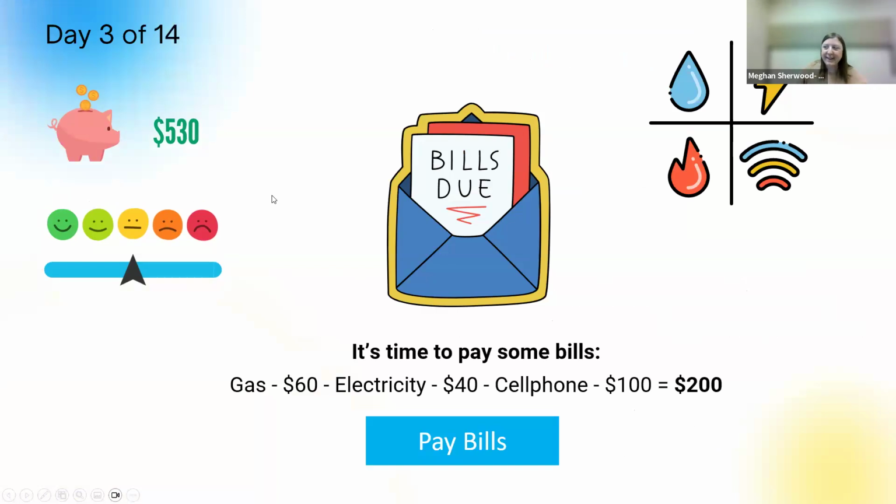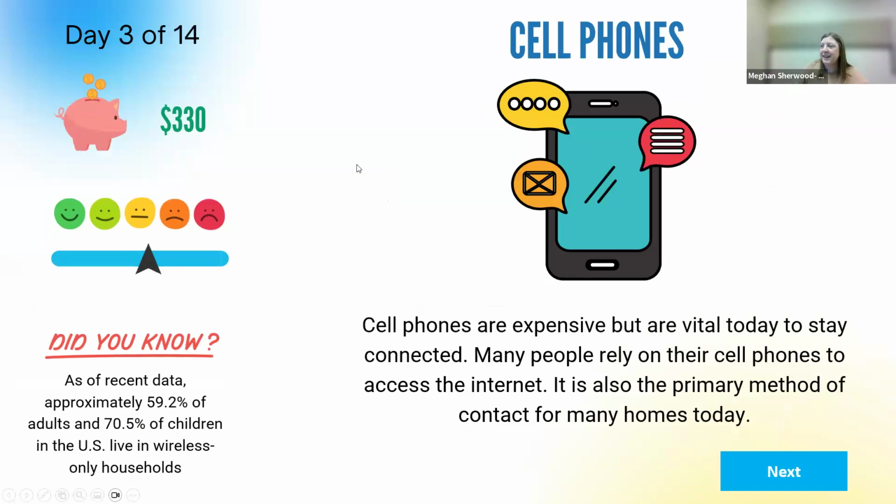Okay, day 3. It's time to pay some bills. Unfortunately, another choice that we don't get to make. We unfortunately have to pay those bills: our gas, electricity, and cell phone. We want to keep all those things on. We have the money to pay those, and we know that it's important to do so. So we're going to go ahead and pay those bills.